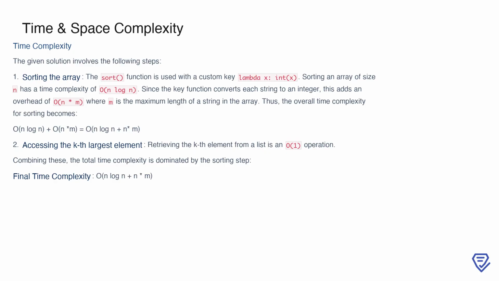After sorting, we simply access the kth largest element, which is an O(1) operation since retrieving an element from a list is a direct access. Therefore, the total time complexity is dominated by the sorting step, and the final complexity of the solution is n log n plus n * m.